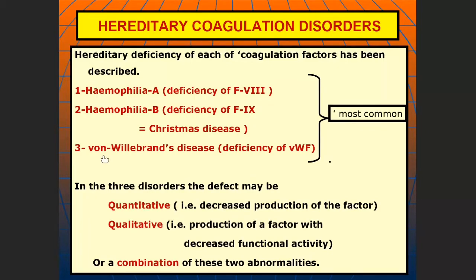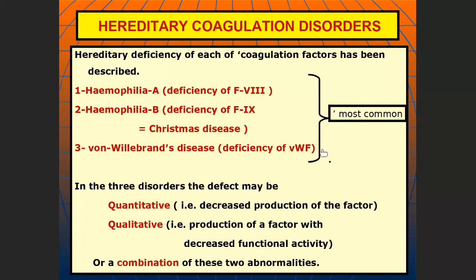Okay? And the third is von Willebrand disease due to deficiency of von Willebrand factor. And by the way, as you know, von Willebrand factor is part of factor 8. Factor 8 has 2 parts, von Willebrand and factor 8 clotting antigen. What is the function of von Willebrand? Or what are the functions of von Willebrand factor? One function of von Willebrand factor is platelet adhesion.